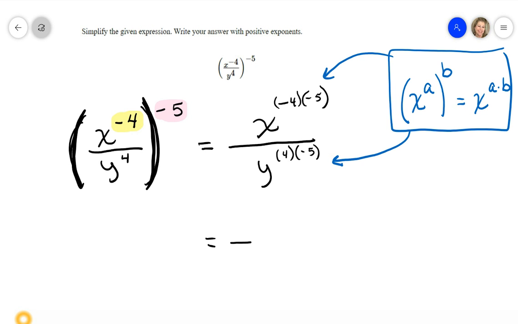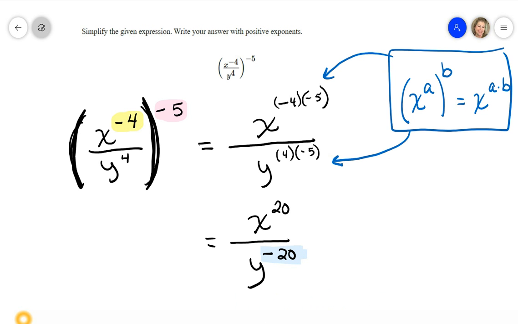And of course, now I'm going to simplify that. When you take a -4 times a -5, a negative times a negative is a positive, and 4 times 5 is 20. And then for the y, a positive times a negative is a negative, and 4 times 5 is 20. Now that gets rid of the parentheses. But now I still have a negative exponent in my denominator right here.